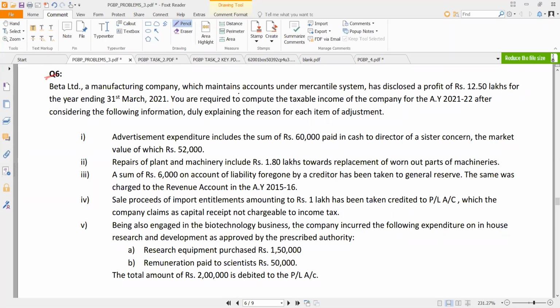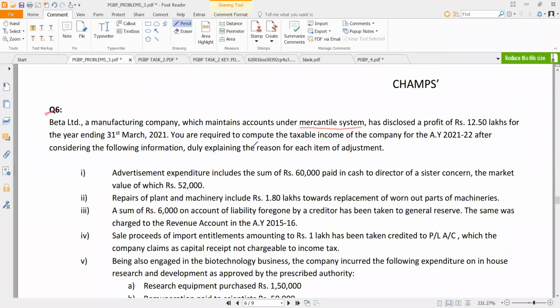Beta Limited is a manufacturing company which maintains accounts under the mercantile system. They have a choice, by the way. SCs can follow cash basis also, mercantile basis also. Usually those who prepare under mercantile basis will prepare a P&L account, or an income and expenditure account. If it is a business, P&L account. If it is a profession or a not-for-profit organization, they might prepare an income and expenditure account. Doesn't matter. Whatever the name, the essence is the same. That is accrual system or mercantile system.